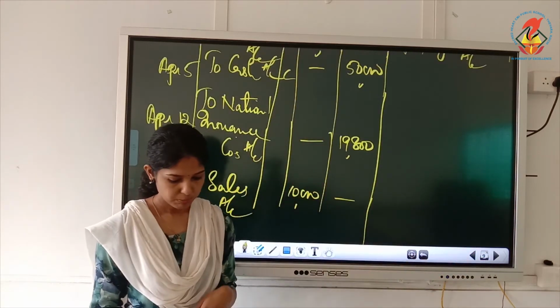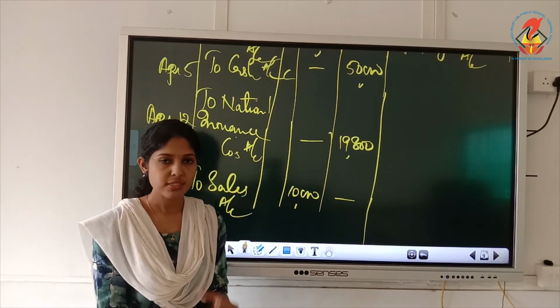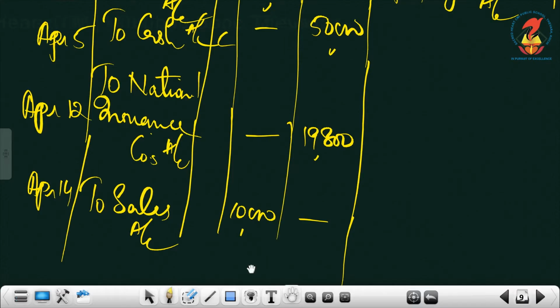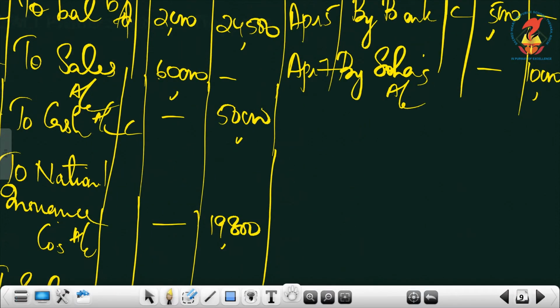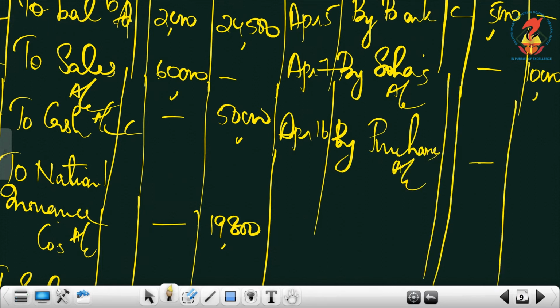Next one is purchased furniture by check. That you all know the answer. It's furniture account debited to bank account. It's on April 16th. So here you write by purchases account, and in the bank column you write the amount. The amount is 10,000.